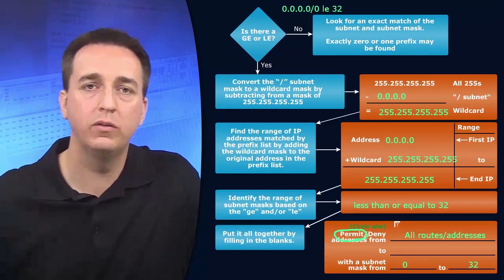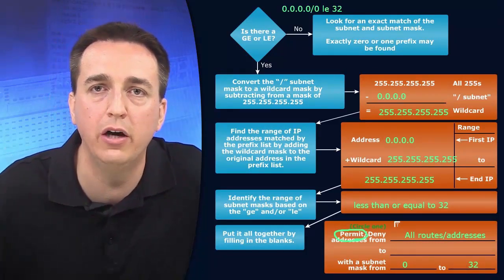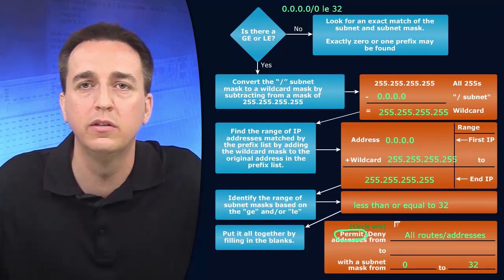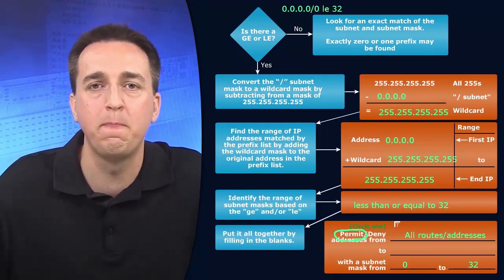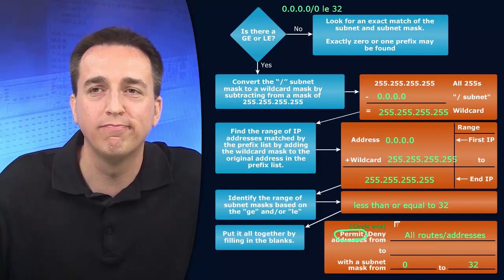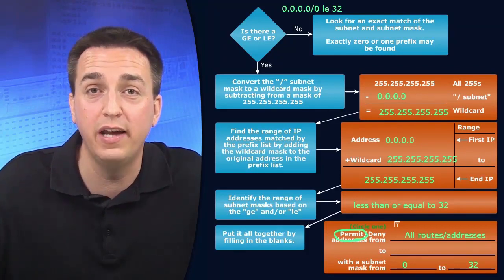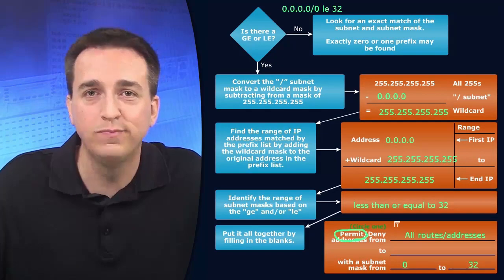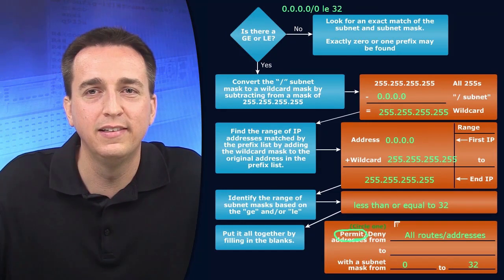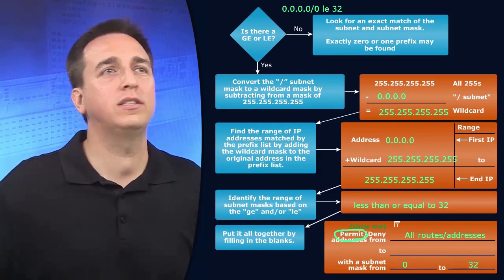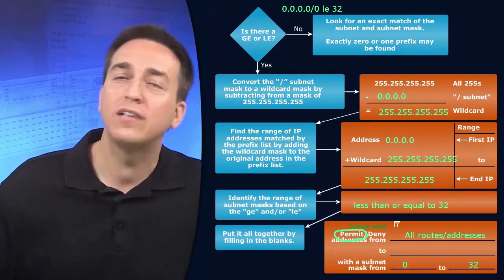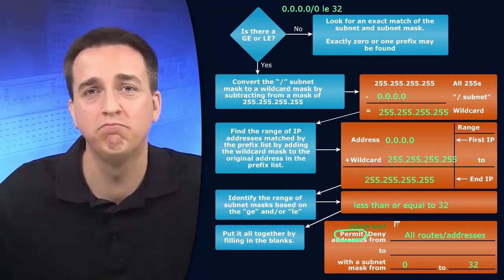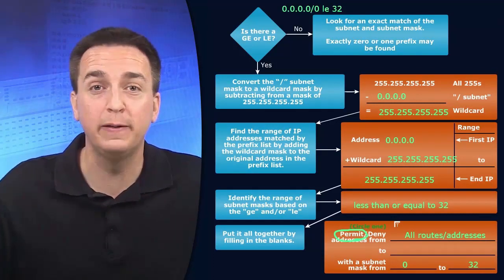Think about this statement. We are permitting all routes or addresses from 0 with a subnet mask from 0 to 32. What is that? What's another way to define that, folks? We are essentially saying, permit any. Permit any. That's what that means. That's like going to an access control list and saying, access list 1, permit any. Or access list 100, permit any. That's what we're doing here.